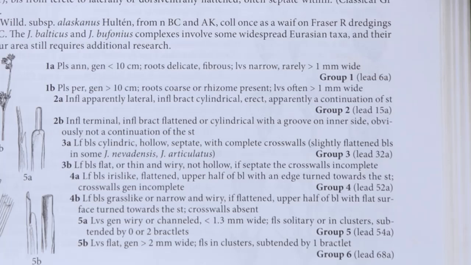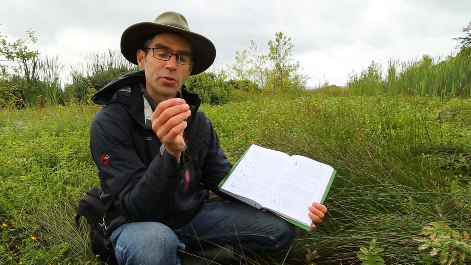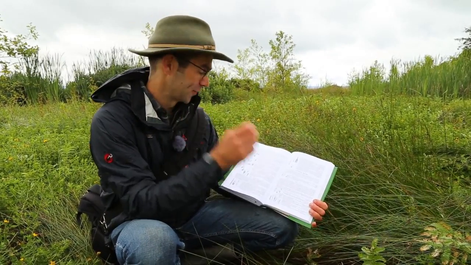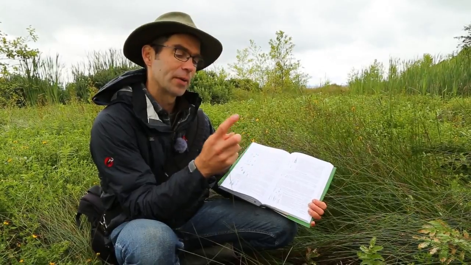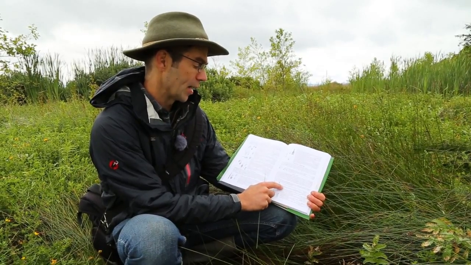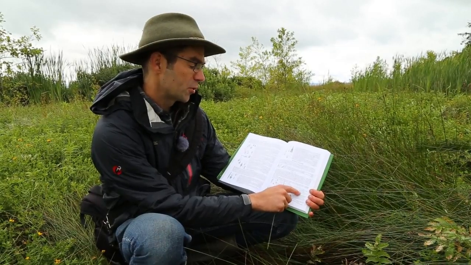Okay, so we can go down to compare 2A to 2B. 2A reads inflorescences apparently lateral, and 2B says inflorescences terminal. This is coming out of the side of the shoot here, so that's a good indication. Well, that basically tells me that it's lateral, not terminal. If it was coming out of the tip, that would be a terminal inflorescence. So I could go to 2A. And that takes me to group 2.